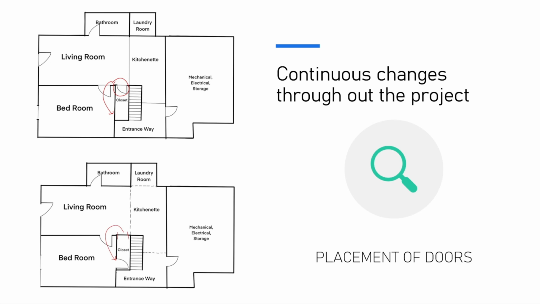Now, of course, there would be many changes that I would have to make through the communication with my clients. One of them was the door placement. Initially, the closet was going to be its own room, being kind of its own unique storage. But it was decided that the closet would be part of the bedroom instead.